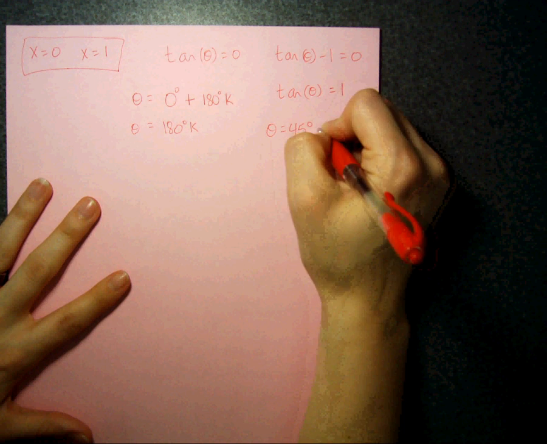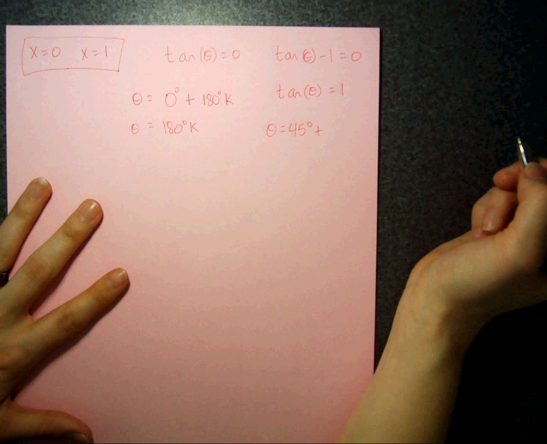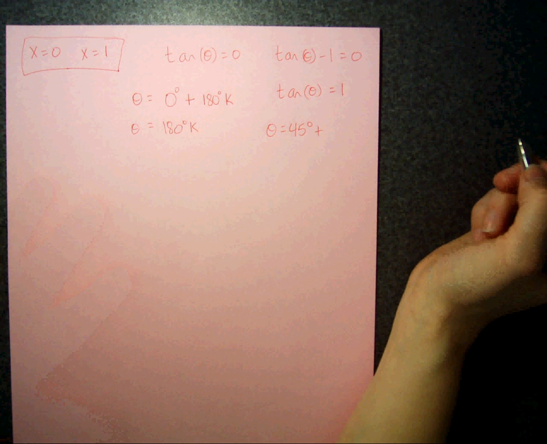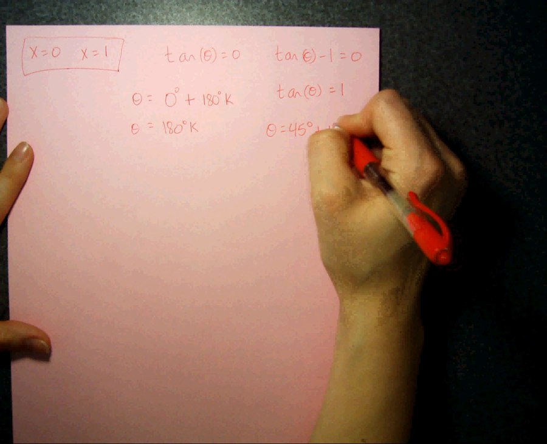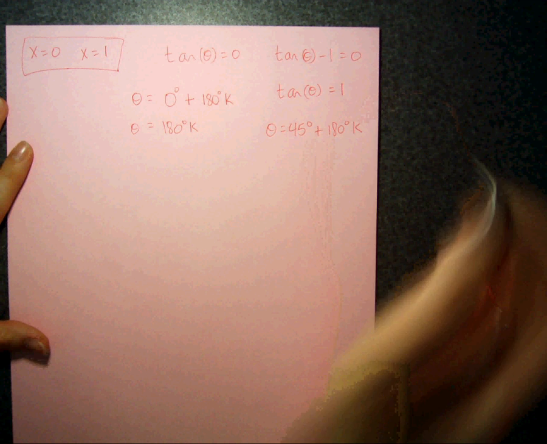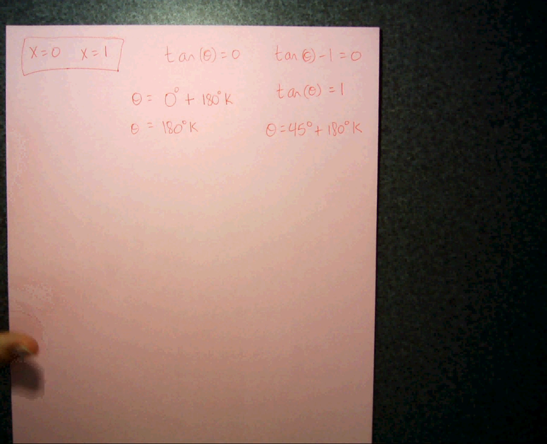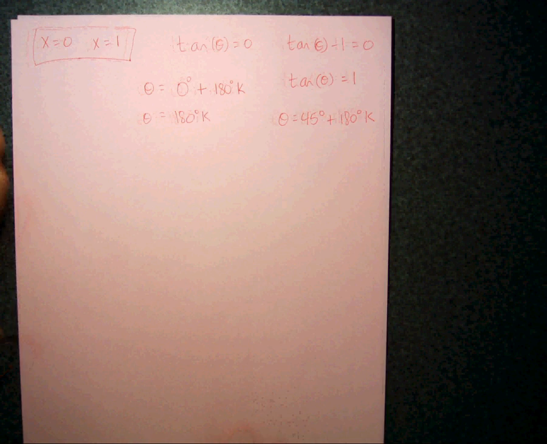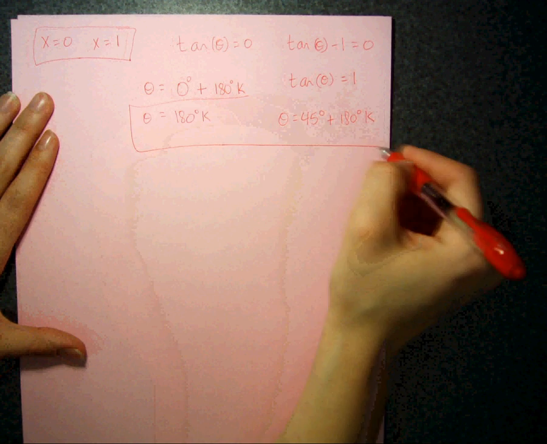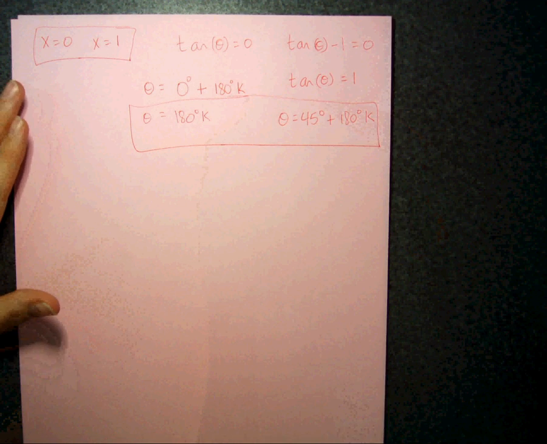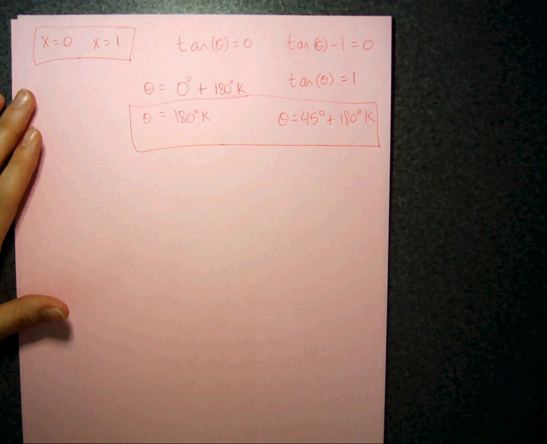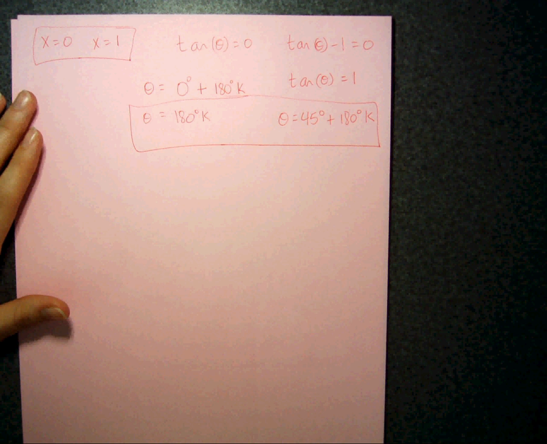So I'm going to have theta is equal to, where we said degrees, so let's be consistent. So theta is going to be equal to what? 45 degrees plus, we want to be consistent, so 180k, right? If we were working in radians, it would be pi, but we're working with degrees, so it'll be 180. And there we go. That's it.